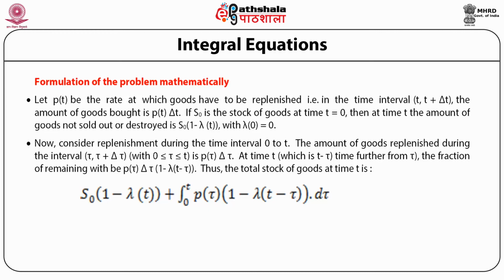Now, if the stock has to remain unchanged, then this must be equal to S naught. Therefore, S naught is equal to S naught into 1 minus lambda t plus the integral from 0 to t of p of tau into 1 minus lambda of t minus tau d tau. This is the equation for the unknown variable p of t. Thus, we land up with an integral equation for the unknown variable p of t. Given the original stock S naught and lambda t, a solution of this equation will be the answer to the question which we have posed.